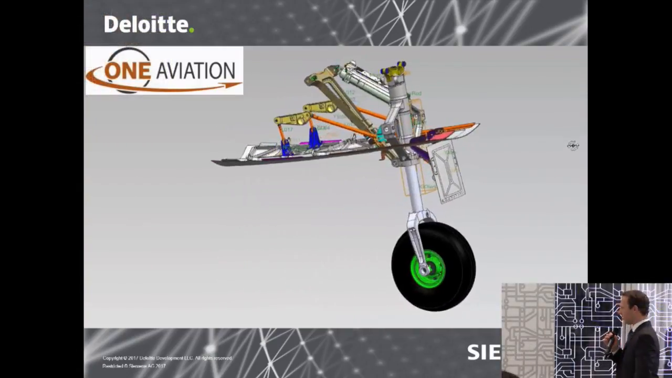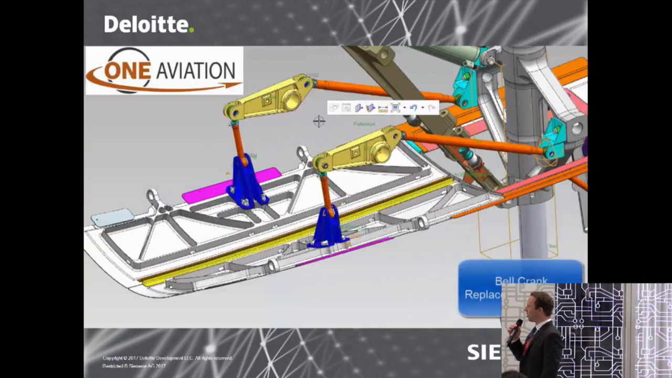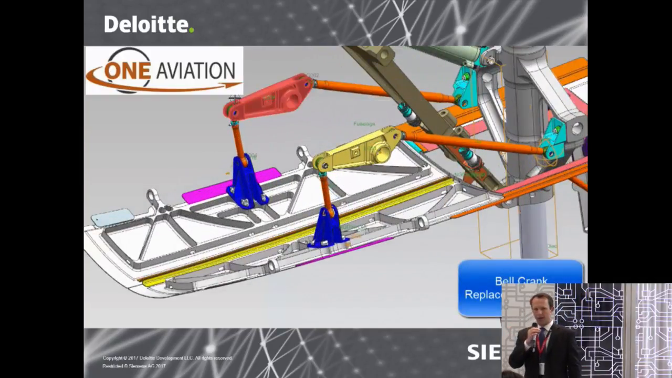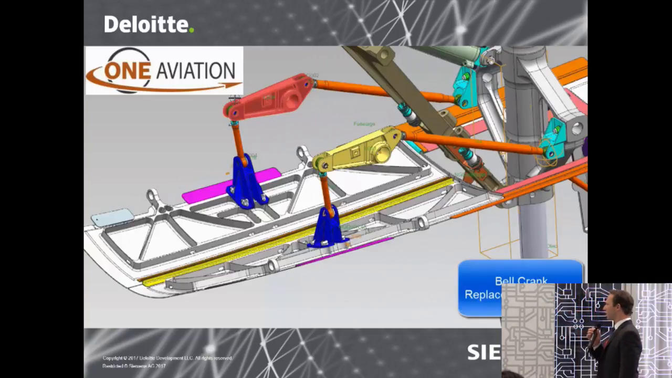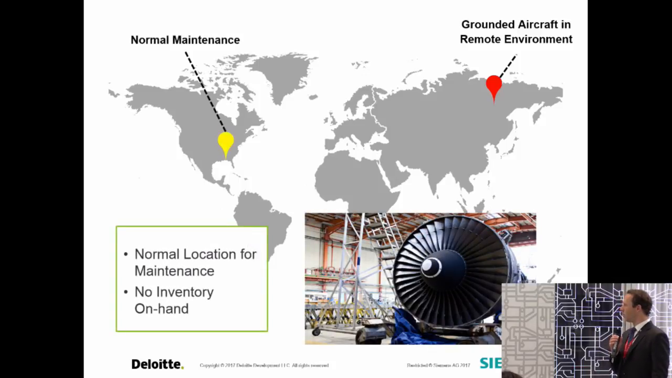Our test case for this scenario is a landing gear assembly on that grounded aircraft. In our hypothetical, we've got a bell crank part that's highlighted in yellow. That is broken and needs replacement. Knowing what the part is, and that it's beyond repair, there is normal maintenance that would go on in CONUS, but we're thousands of miles away, and we've got no inventory on hand to effect the repair.